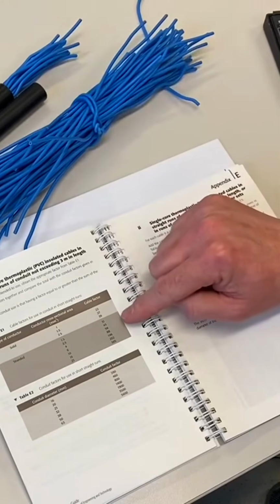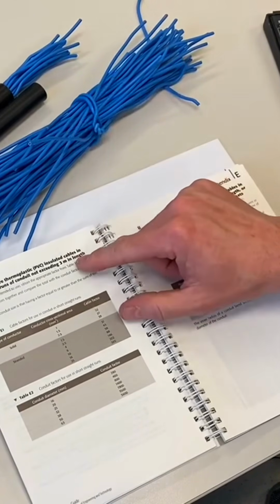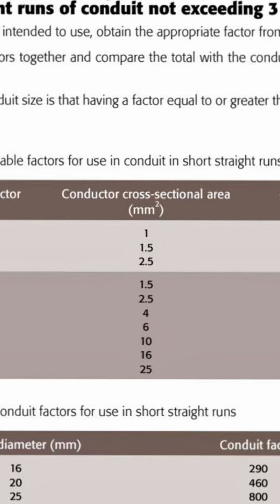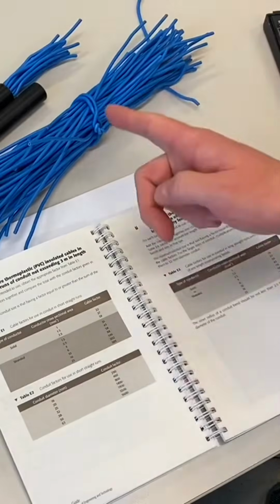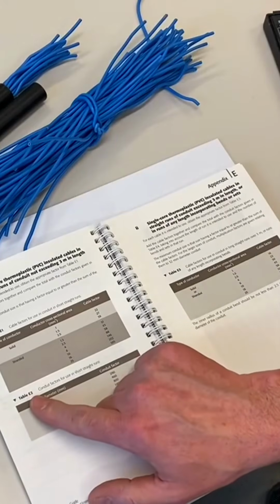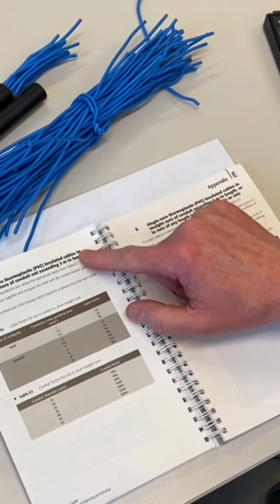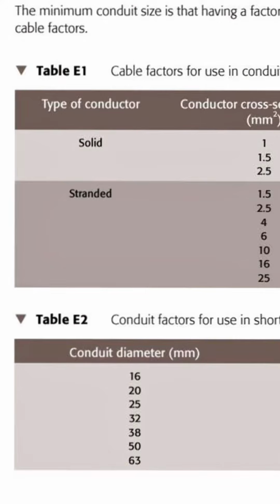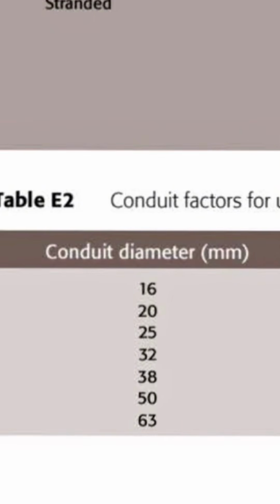Often in exams, it sometimes asks you just to look up the factor for the cable. So in a short straight run, if you were looking at 1.5 cable, the factor would be 31. If it was 10mm squared in a short straight run under 3 meters, 10mm squared stranded would be 146. So next we need to look at Table E2, the conduit factor for short straight runs under 3 meters. We have the factors for the conduits, the common sizes being 16, 20, 25 and 32 mil.